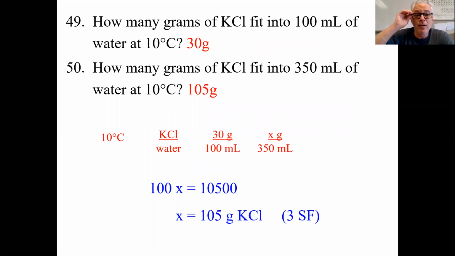So to do this, we write 10 degrees because we got to know where we're starting. We write KCl over water because we don't want to get confused. There's 9 other lines and we don't want to look at the wrong ones. And we just figured it out. There's 30 grams of potassium chloride fits in a 100 ml solution.